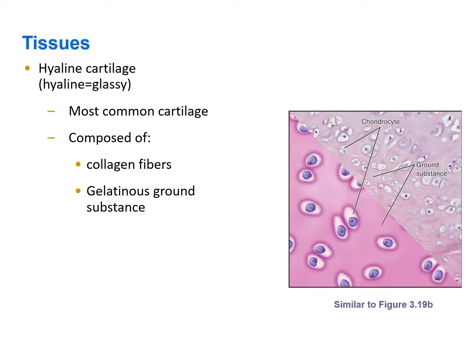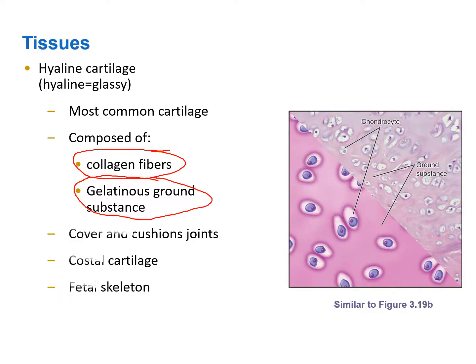So this is hyaline cartilage, and this is the most common cartilage. Again, it's composed of lots of collagen fibers, and it has that gelatinous ground substance. As I said in the previous slide, these cover and cushion joints or the ends of bones. You'll also find them in the costal cartilage. You may not know what that is yet, but the costal cartilage is on your rib cage. So it allows for flexibility of the thoracic cage for breathing. And it's also the fetal skeleton. The fetal skeleton starts off as hyaline cartilage, and it's ossified during the development of the baby.